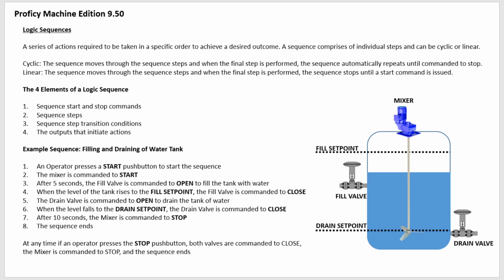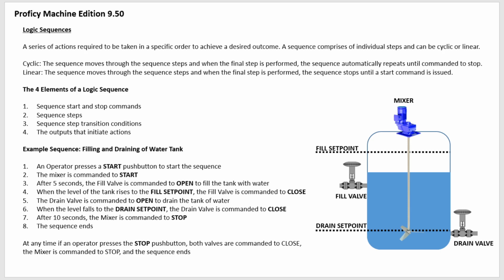Now, there are four critical elements of a logic sequence. We have, of course, our start and stop commands, we have our sequence steps themselves, then we have the sequence step transition conditions in order to move from one step to the next step, and of course the outputs from each sequence step that initiate the respective actions to be performed. Now, let's look at an example sequence for the filling and draining of a water tank, which we're going to be modeling shortly in Proficy Machine Edition.